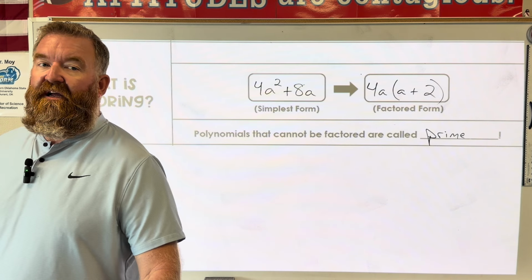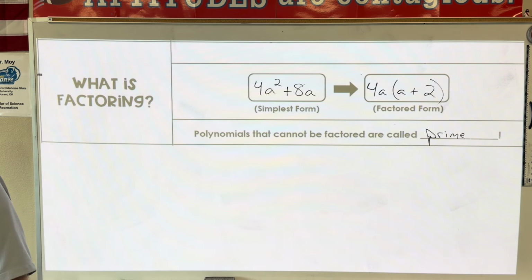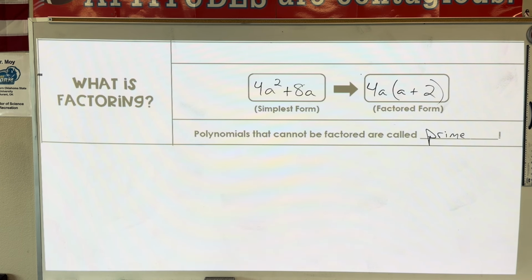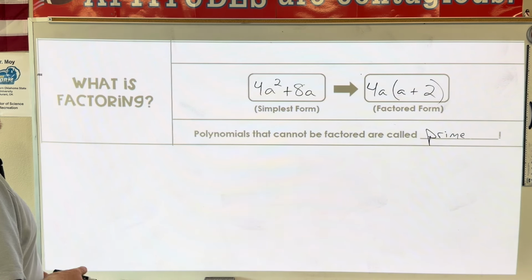In other words, if we ask you to simplify 3x plus 5, there's nothing that will go into 3x plus 5. That is my answer. That is as far as it gets factored. There's nothing I can do to unfactor it. It is prime. All right, here we go.